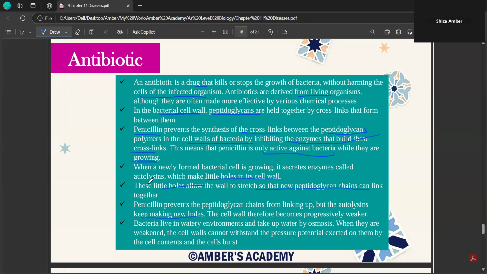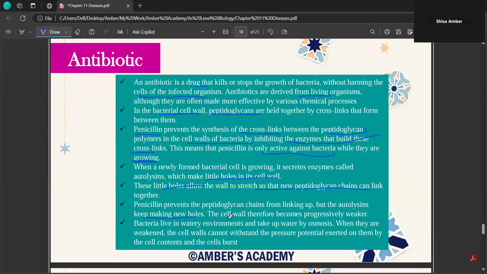So this particular enzyme is responsible for making little holes. Why is it making these holes? So that the walls could easily link with each other. But if a patient is administered penicillin, what will happen? Penicillin will prevent the peptidoglycan chains from linking with one another, but the enzyme will keep on making new holes. The cell wall therefore becomes progressively weaker because in those holes, peptidoglycan chains are not able to link up, but the holes keep being made and made.